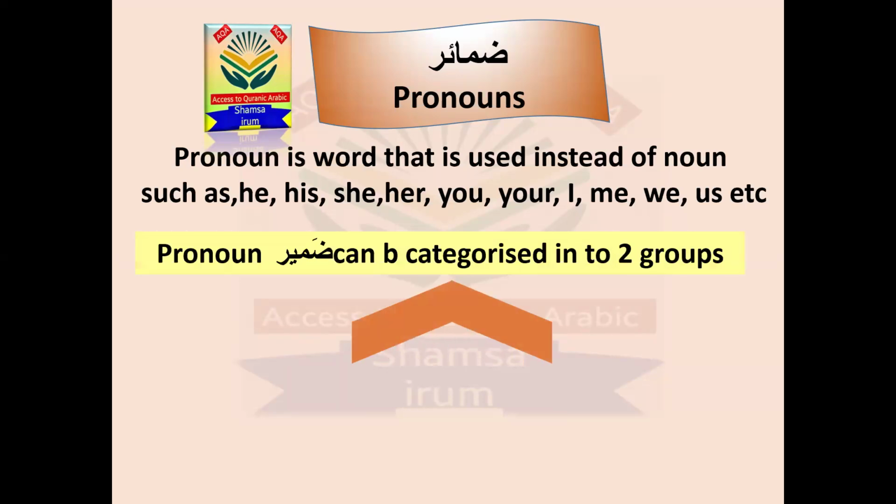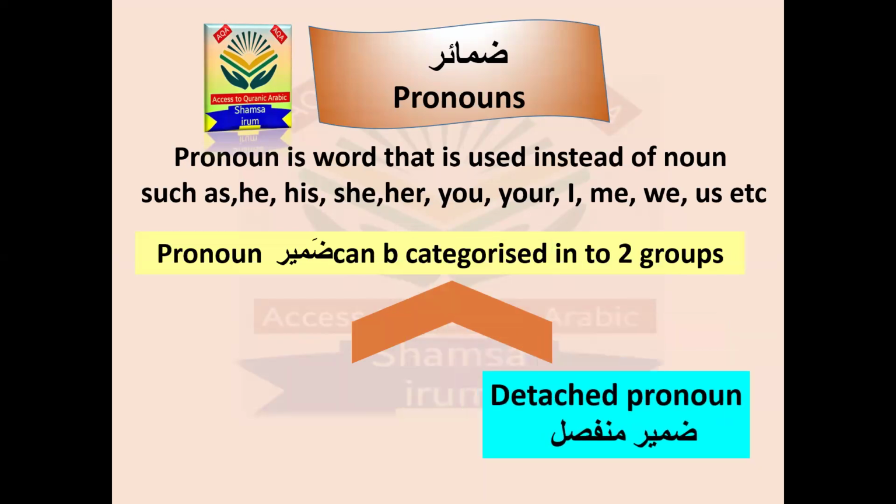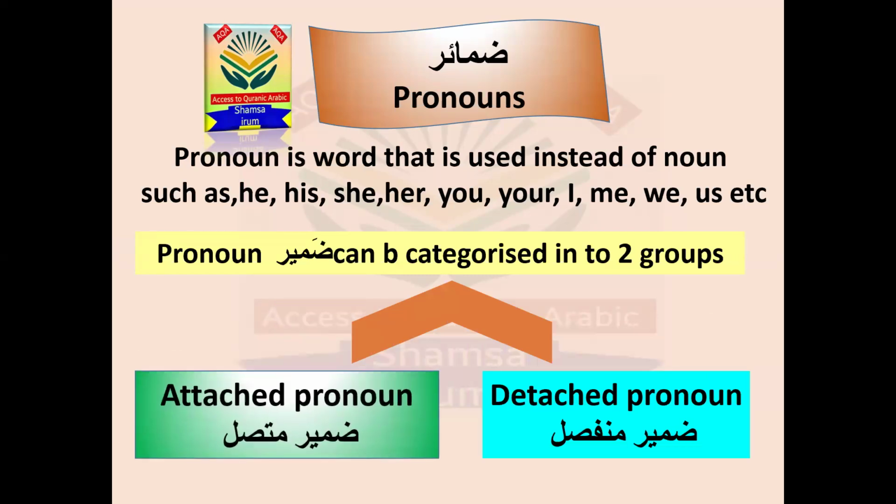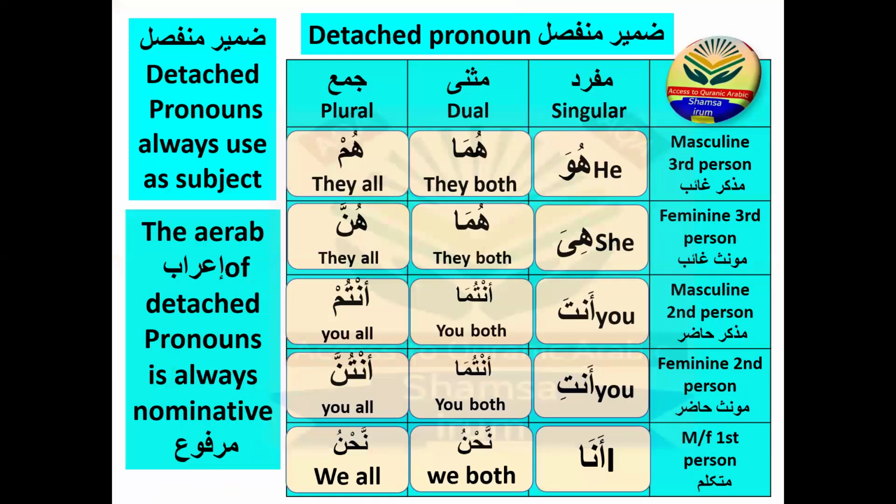Pronouns, dhamir, can be categorized in two groups. The first one is detached pronouns, dhamir munfasil. And the other one is attached pronouns, dhamir muttasil. Here is the chart for the dhamir munfasil. These dhamir munfasil are used as a subject, and the i'rab of the dhamir munfasil is always marfu, always nominative. These are the dhamir munfasil. This is the chart of the dhamir munfasil.